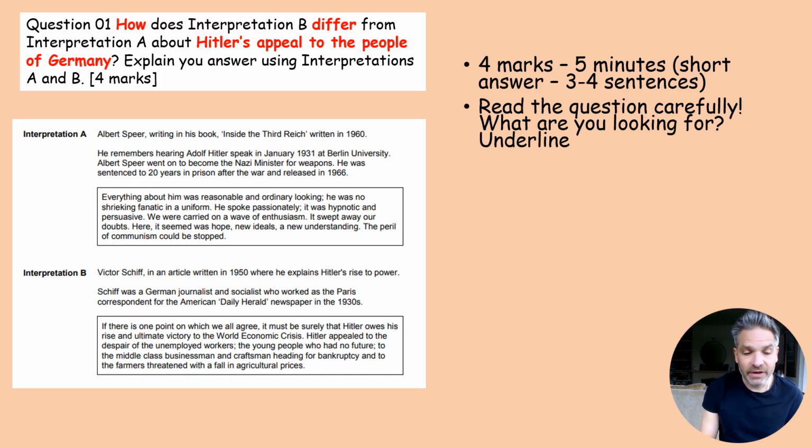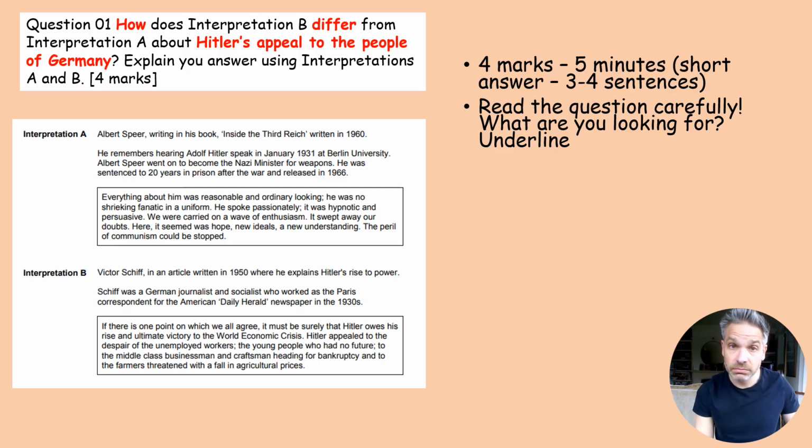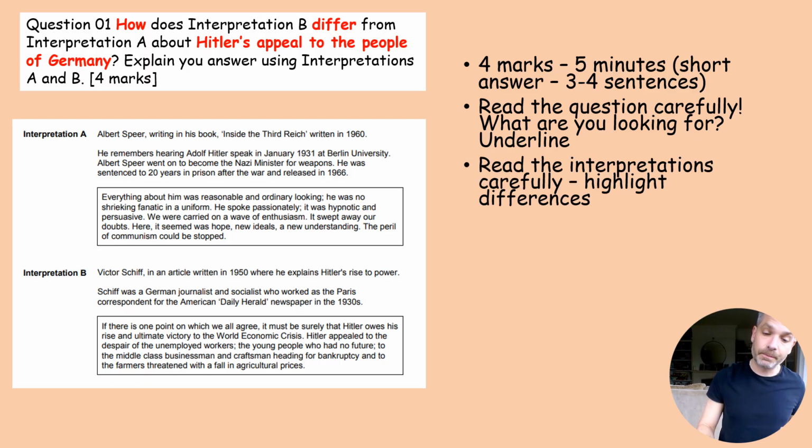Look at the question carefully. What is it looking for? Yes, it's going to ask you how they're different, but specifically it's asking you, how are they different about the appeal, Hitler's appeal? One will say something about Hitler's appeal, the other one will say something different. So you need to read these interpretations very, very carefully, okay? And you want to try and underline the differences between the 2.